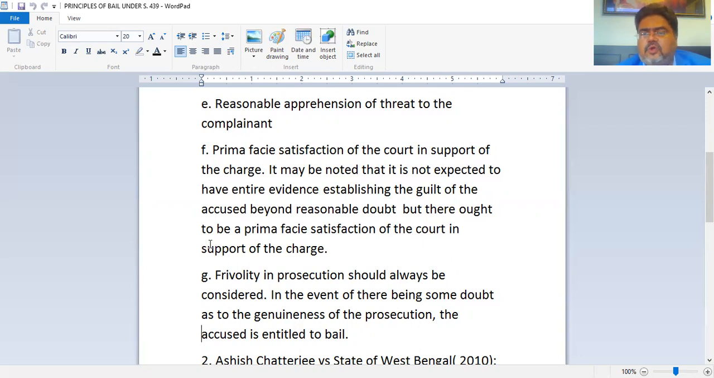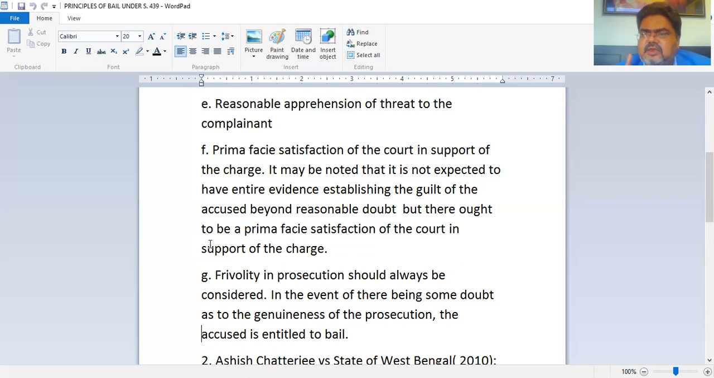Now here, the entire evidence is not on record. And at this stage, the court cannot go into the appreciation of evidence in order to establish the guilt of the accused beyond reasonable doubt. But there must be some prima facie satisfaction that gives the court an indication that the accused may have been involved in this. Next, frivolity in prosecution should also be considered. Here, the courts must see whether the complainant has made a frivolous complaint, meaning it is for some personal vendetta, it is a false charge. That is also a possibility. So the courts have to see whether the prosecution is frivolous.